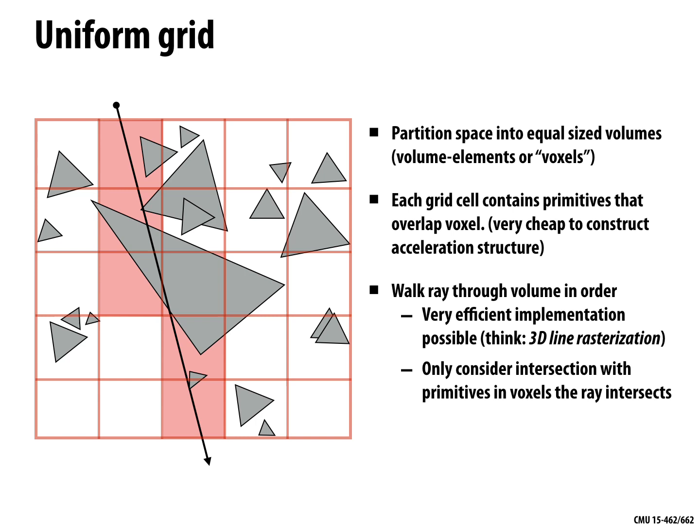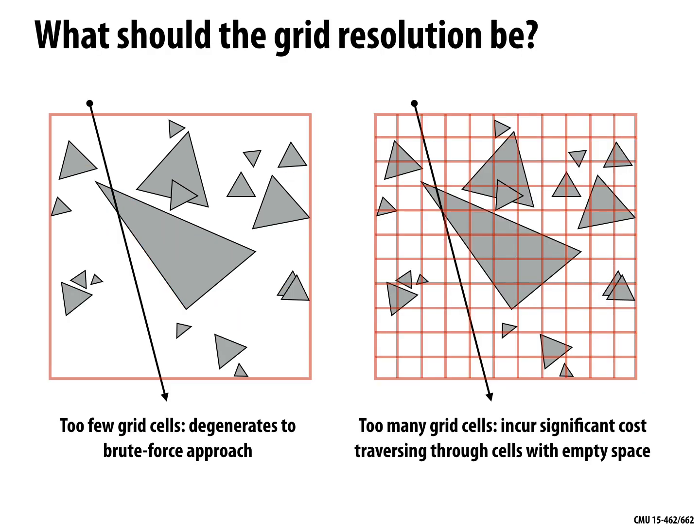Why is this a bad strategy? Well, first of all, we have to make a choice of what the grid resolution should be. So if we have too few grid cells, imagine we just have one big grid cell that contains our entire scene, then we're really not doing a good job of acceleration. We're still looping over a lot of primitives to find one hit. On the other hand, if we use a grid that's too fine, that contains lots and lots of cells, then we're going to have significant cost because we're going to spend a lot of time traversing through space, checking each of these cells, and not getting much to show for it.